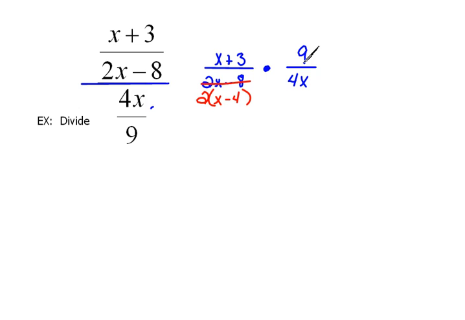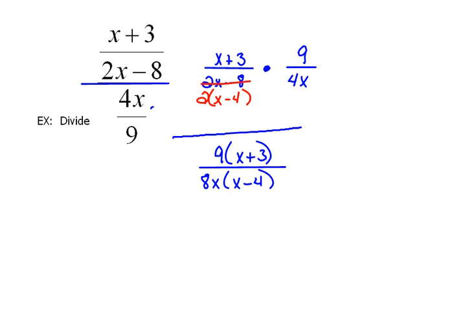So our finished product would be x plus 3 times 9 on top. I'm going to write it with the monomial first. Over, on bottom we'd have 2 times x minus 4 times 4x. Well, here again, I'm going to multiply my number parts together, so that would be 8x times x minus 4. I'm going to write the binomial last. So this is my division answer.